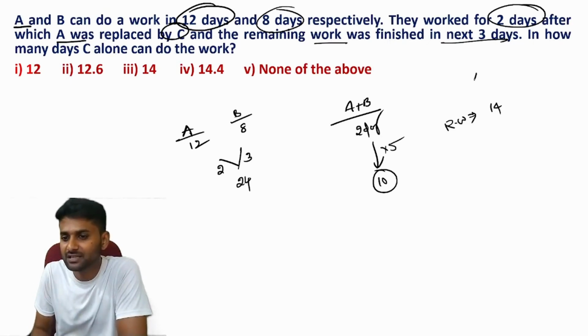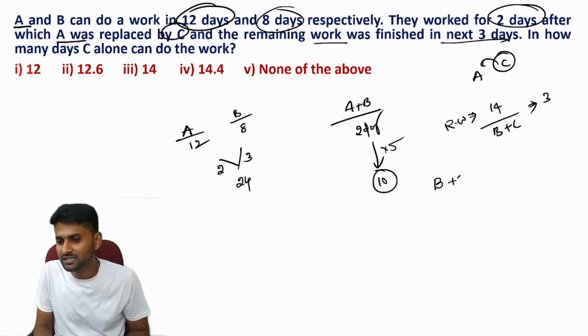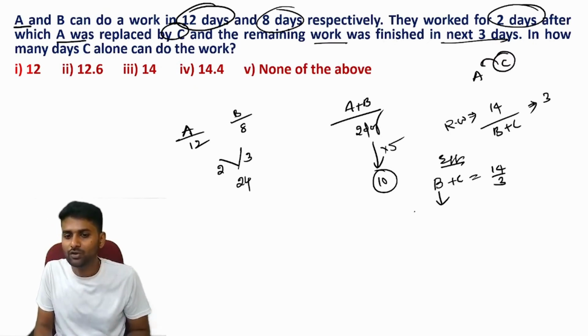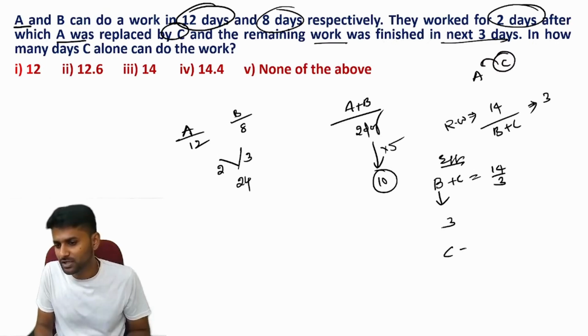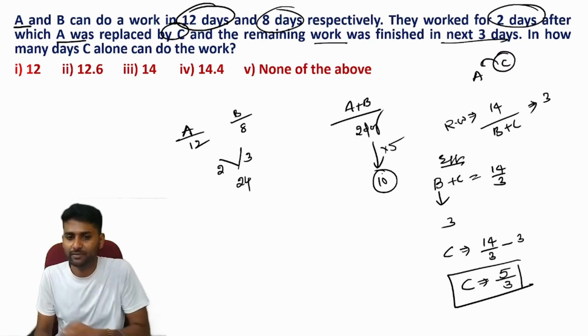And they clearly mention that A is replaced with C. Now B and C work together, they will complete that work in 3 days. It means the efficiency of B and C is equal to 14 by 3. You know that B efficiency is 3 units. What about C efficiency? 14 by 3 minus 3. For the calculation, 14 minus 9 is exactly equal to 5 by 3. So you will get the efficiency of C is 5 by 3.